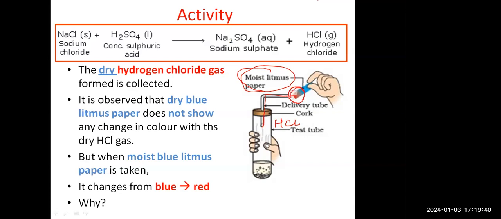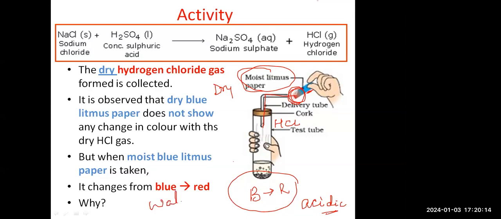This part of the litmus paper becomes red. So it changed from blue to red. It was not changing when the litmus paper was dry. Be careful: the gas is also in dry form and the litmus paper is also dry. At that time, you did not see any change. But when you made the litmus paper wet, you saw the change in color, blue to red, showing that now it is behaving like an acid. It means water played a major role here.